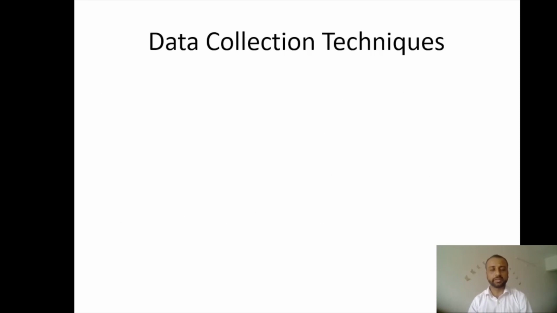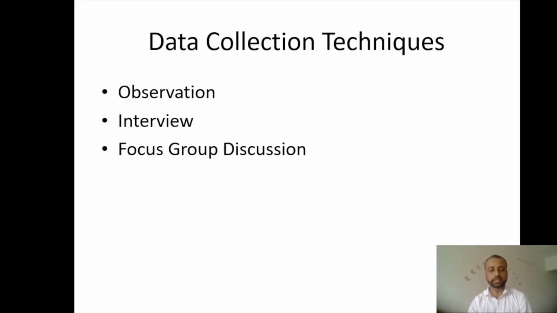The second thing is the data collection techniques. I have very limited time, so I would just like to tell you that these are the three most common data collection techniques. Observation is most common because without going to the field, without meeting the people, without interacting with them, without taking detailed field notes, you cannot proceed. We'll talk about all these things maybe in the next module if we have time. So observation is the central point in data collection.